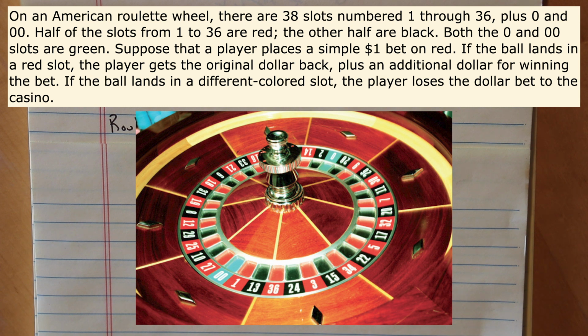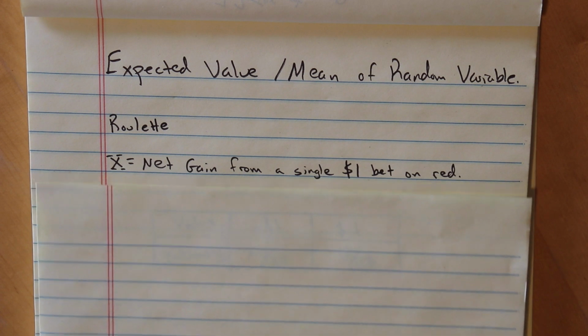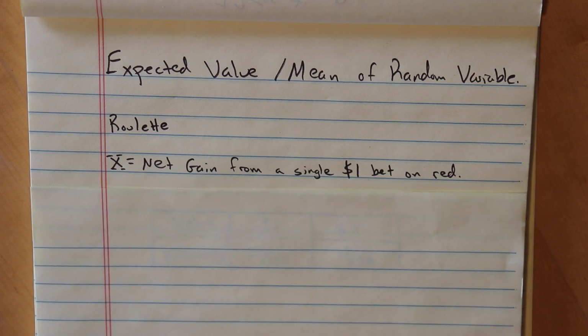Suppose that a player places a simple $1 bet on red. If the ball lands in a red slot, you get your original dollar back plus an extra $1 because you won the bet. If the ball lands on a different color, so if it lands on black or green, you lose your $1 bet. So let's define the random variable x as the net gain from a single $1 bet on red. So now we have a random variable.